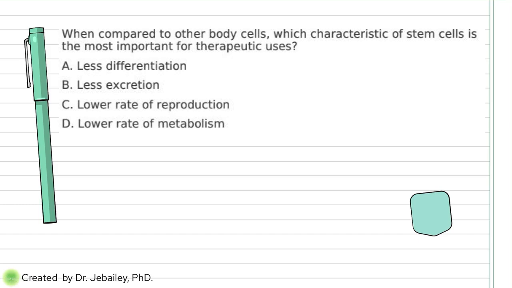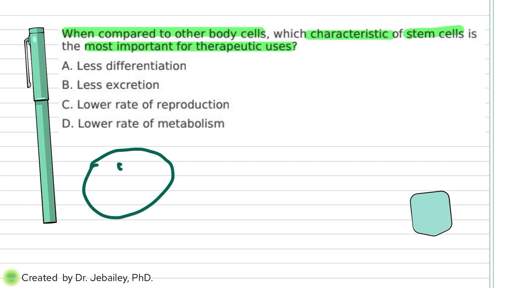Next question. When compared to other body cells, which characteristic of stem cells is the most important for therapeutic use? Now this, you have to know the information about stem cells. So let's read again. We're comparing to other types of cells in the body. And what is the trait? What is the characteristic of stem cells? What is it about stem cells that makes them so important for therapeutic use? So we know that stem cells usually don't have a function yet. They're just a cell. So they're brand new, if you want to keep it that way.